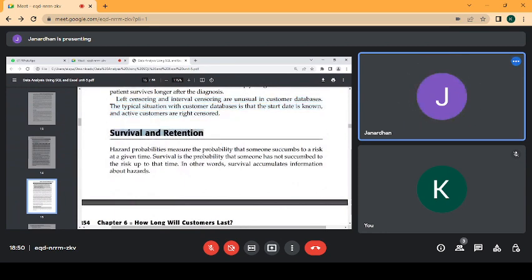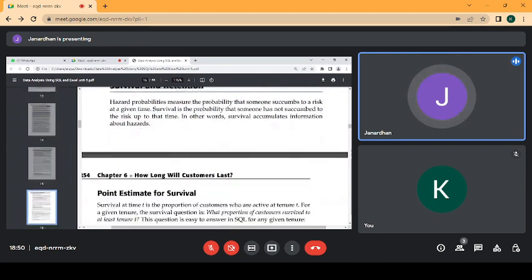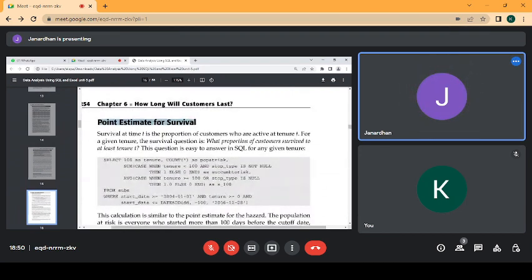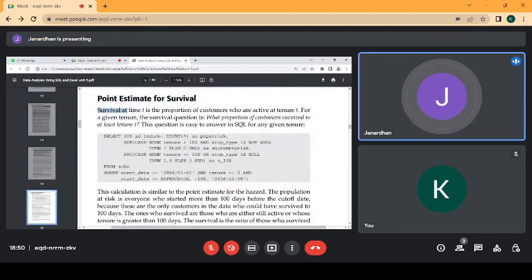Survival and retention. Hazard probabilities measure the probability that someone comes to a risk at a given time. Survival is the probability that someone has not come to the risk up to that time. In other words, survival accumulates information about hazards. Point estimate for survival. Survival at a time t is the proportion of the customers who are active at a tenure t for a given tenure. The survival question is what proportion of customers survive to at least tenure t.